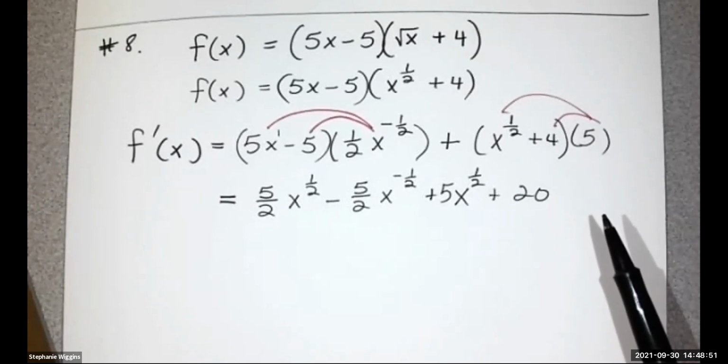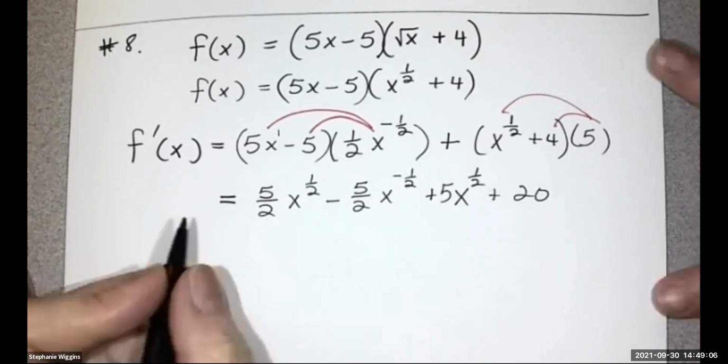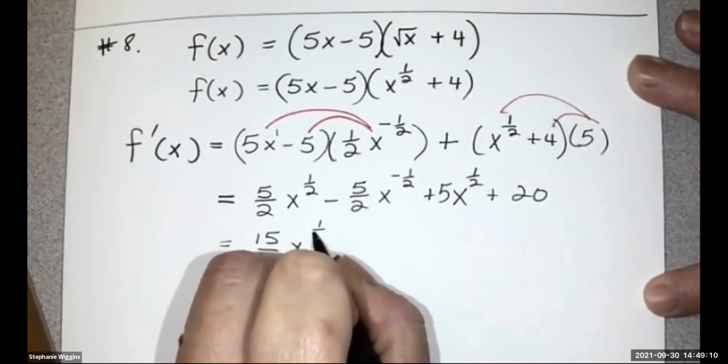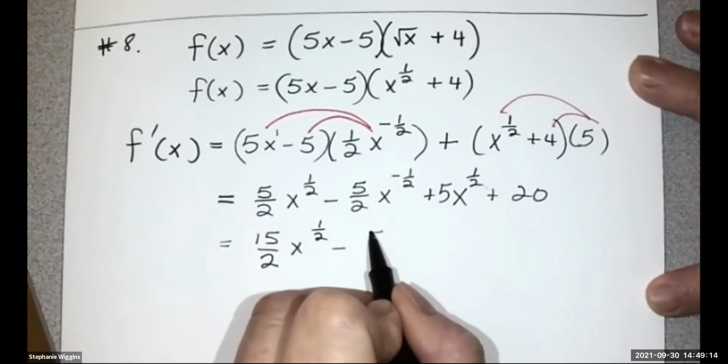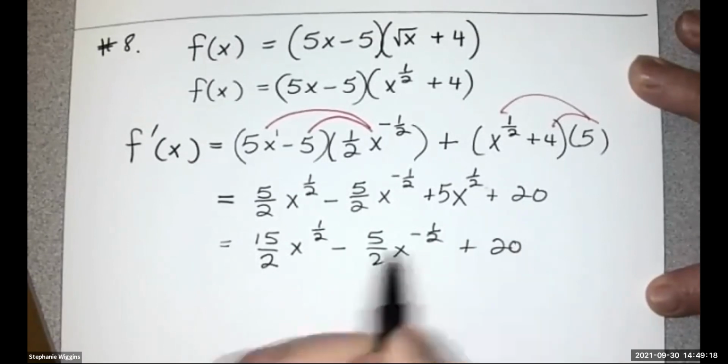So this is going to be 7.5. So you've got 10. Let me see. I'm sorry, 12.5. No, wait, what am I doing? So we've got 10/2 and 5/2. So that's 15/2. Let me just write it out like that: 15/2 x to the 1/2. See how these are like terms? And then we've got minus 5/2 x to the minus 1/2 plus 20.